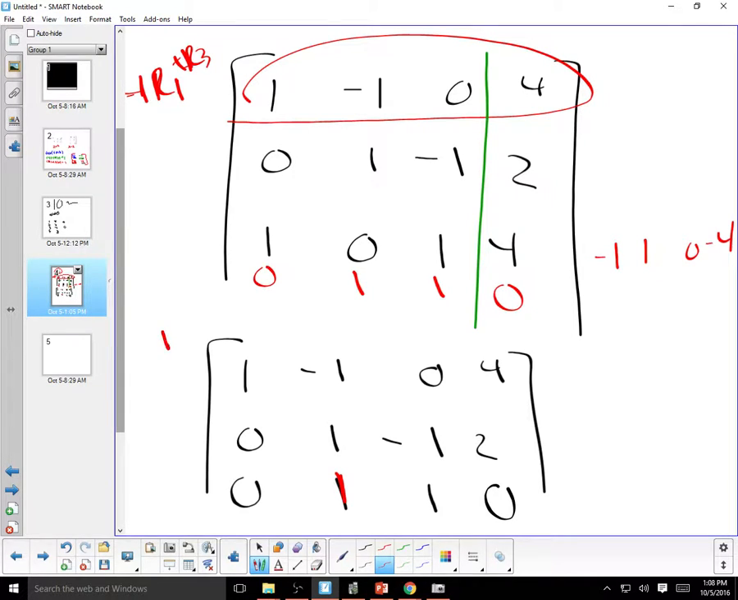Take row 2, multiply it by -1, and then add those numbers to row 3. So row 2: -1 times 0 is 0. -1 times 1 is -1. -1 times -1 is a +1. -1 times 2 is a -2. Right?